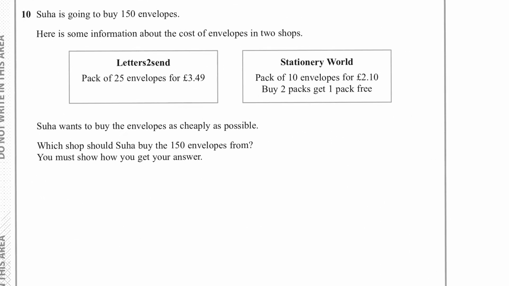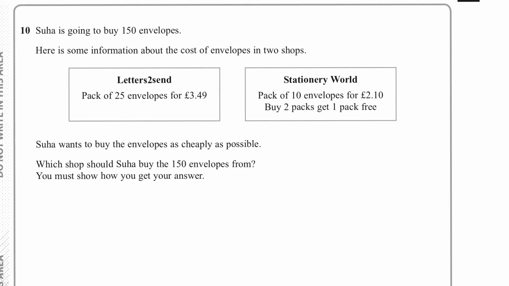So let's have a look at question 10. Suha is going to buy 150 envelopes. There's information about 2 envelope shops, Letters to Send and Stationery World. She wants to buy the cheapest one, so we need to figure out which shop would be cheaper for Suha to buy the envelopes from. Let's have a look at Letters to Send first. I'm going to abbreviate it to L to S.